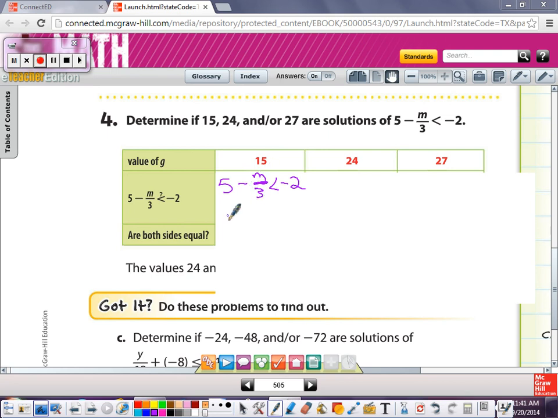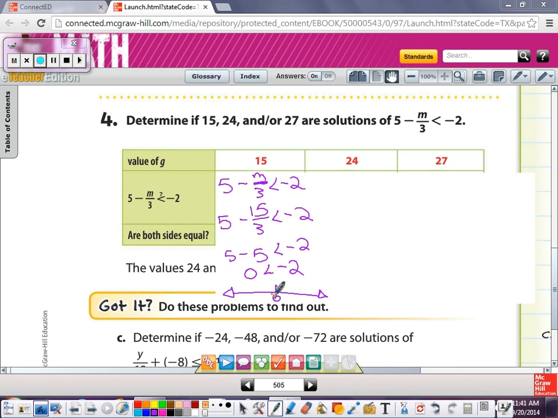So now let me substitute my value of 15 into this equation. Following PEMDAS, 15 divided by 3 is 5. And then I have 5 minus 5, which is 0, is less than negative 2. Well, to prove my case, I'll refer to a number line. Is 0 less than negative 2?